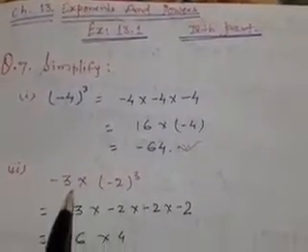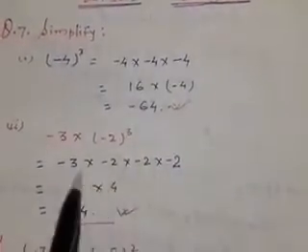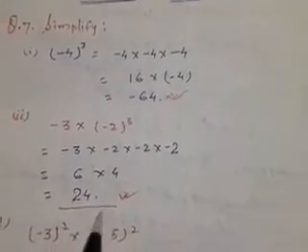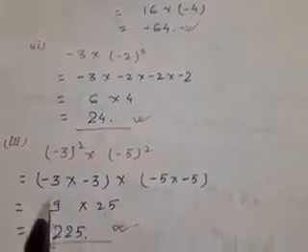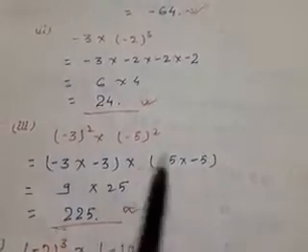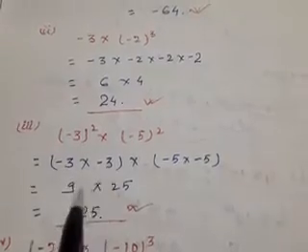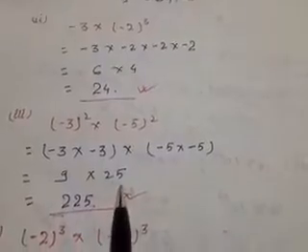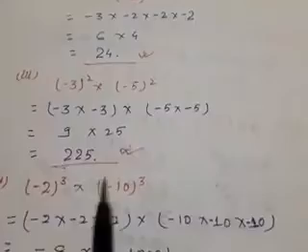Next is minus 3 multiply minus 2 to the power 3. When we expand it, then we write in this way. So the answer becomes 24. Next is minus 3 square multiply minus 5 square. Now we solve it. Minus 3 multiply minus 3 multiply minus 5 multiply minus 5. Here minus 3 multiply minus 3 becomes 9, and minus 5 multiply minus 5 becomes 25. 9 multiply 25 is equal to 225.